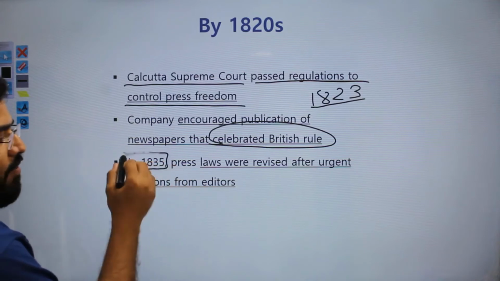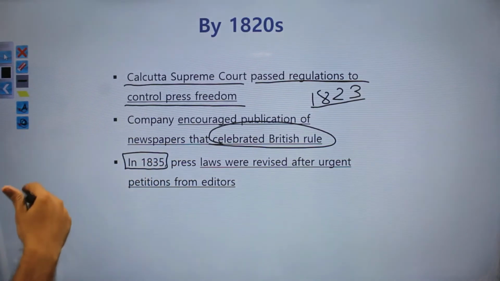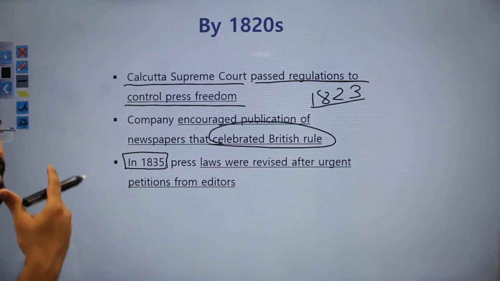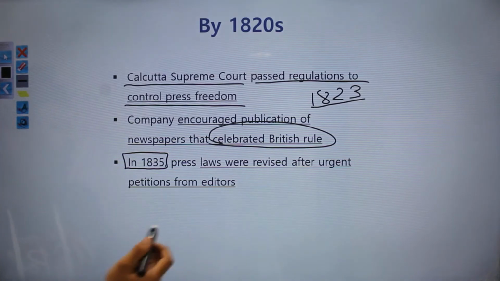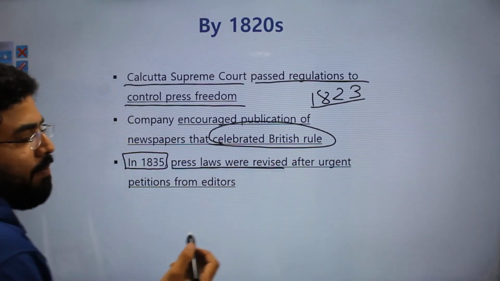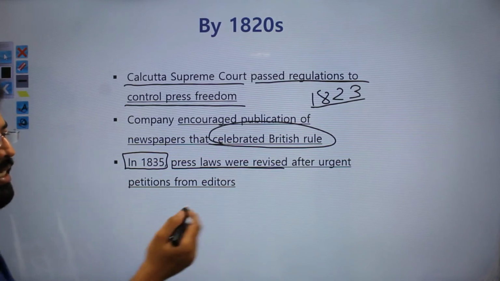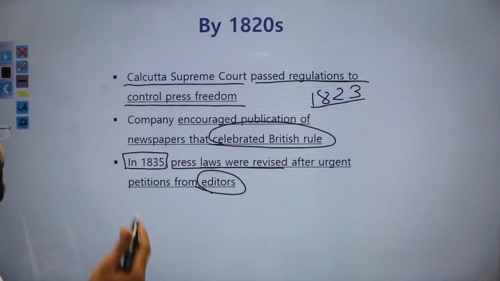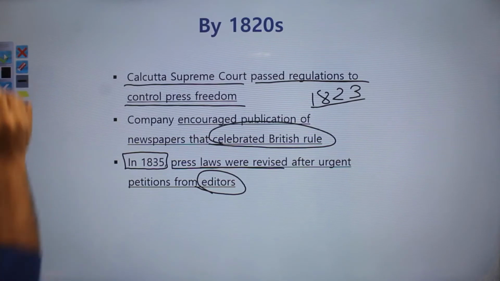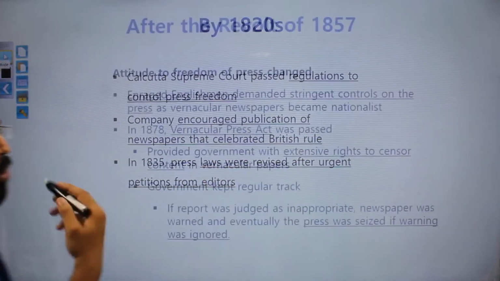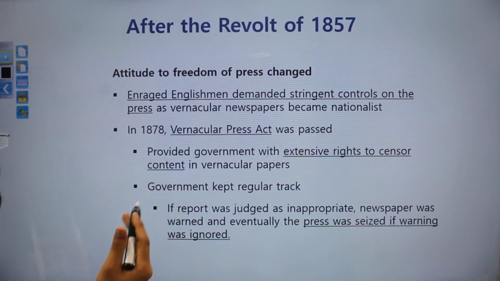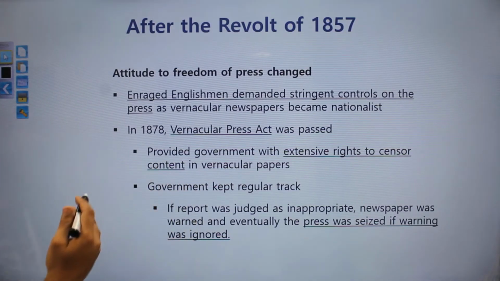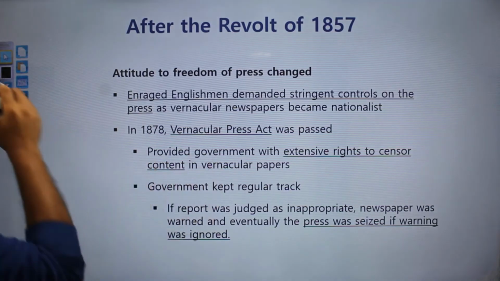But in 1835 the Press Act was removed by Lord Metcalfe, and he was hence called the liberator of the Indian press when the press laws were revised by him. Amid concerns from various editors, he said that censorship should be limited and removed wherever possible. So Metcalfe is the one who in 1835 relaxed the Indian press, and it led to the flooding of the Indian markets with various publications.